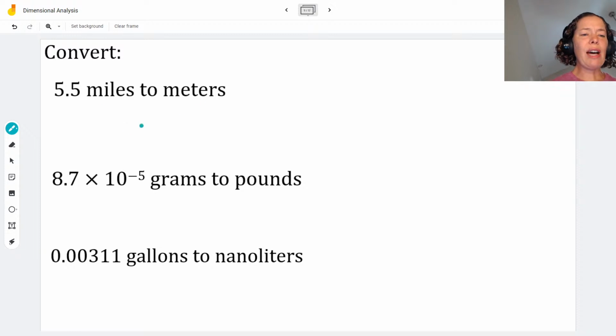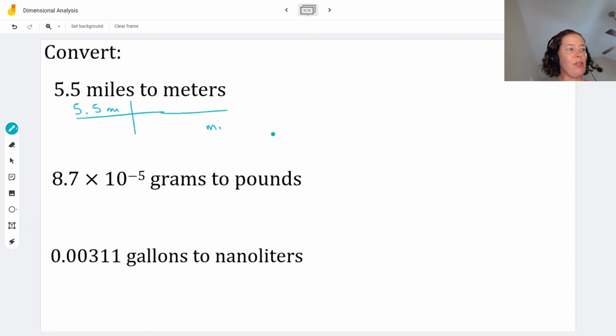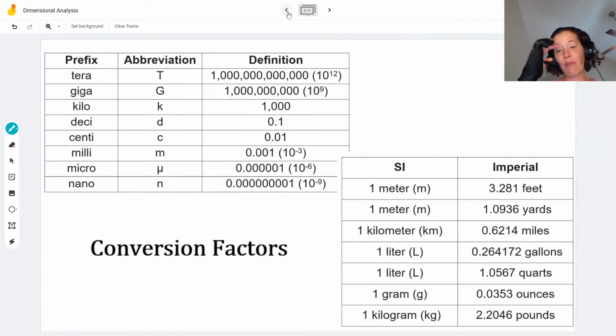Okay, so 5.5 miles to meters. So let's just put this in miles. And all I know right now is I want miles to cancel. So that's what I'm going to put in. Let's go back to our conversion factor. All right, so if I am looking here at what I can use, I've got several links, but I can go from miles to kilometers right here. That's not a problem. And then, of course, once I'm in kilometers, it's pretty easy to go to meters because that's just a factor of 1,000, again, kilo being here. So that is going to be my route.